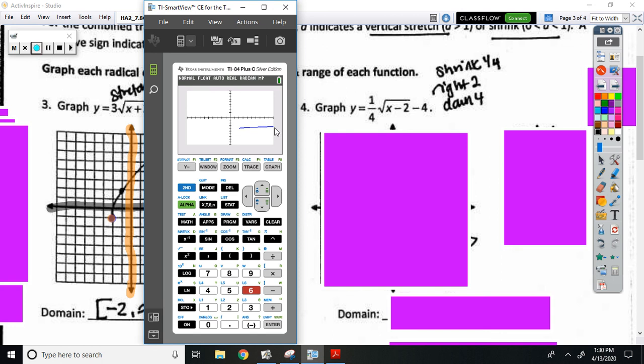Now it makes sense. This looks really flat because it is a shrink. And that's what it should look like. Looks like it did go right 2 and perhaps down 4. Let's look at the table though, get a better look.